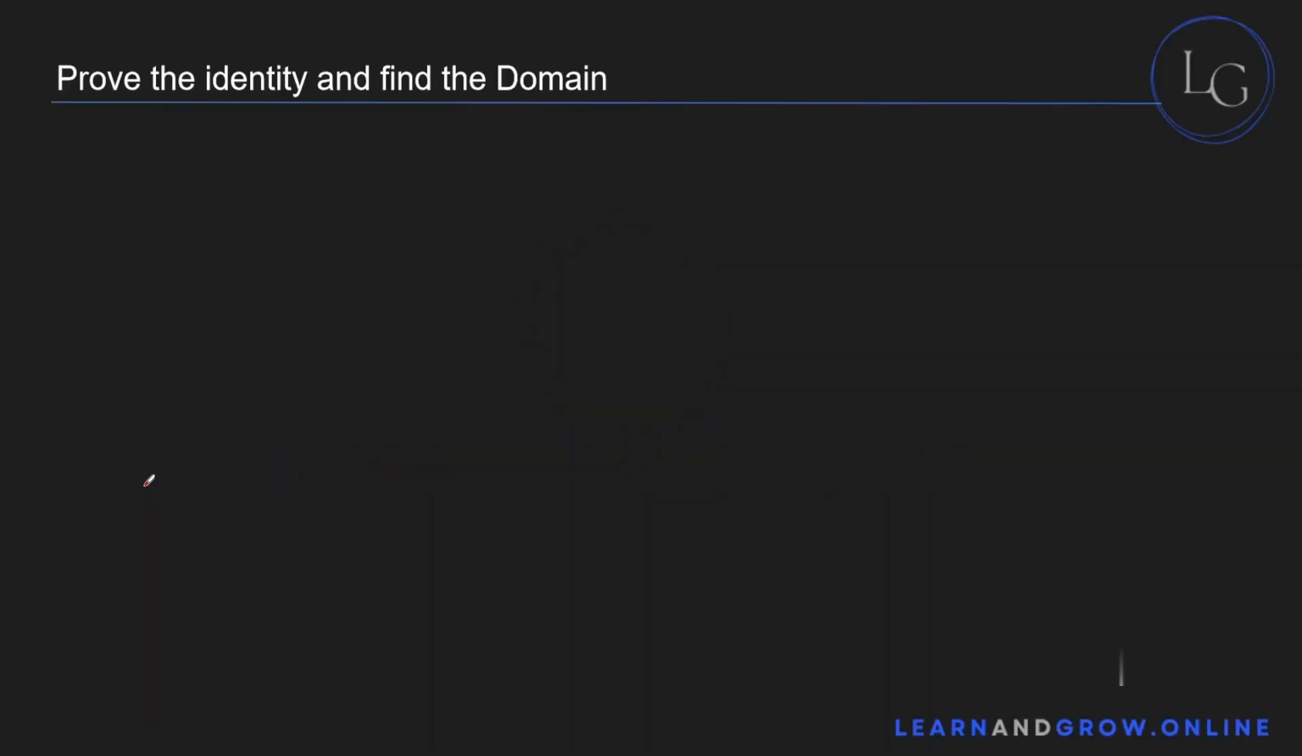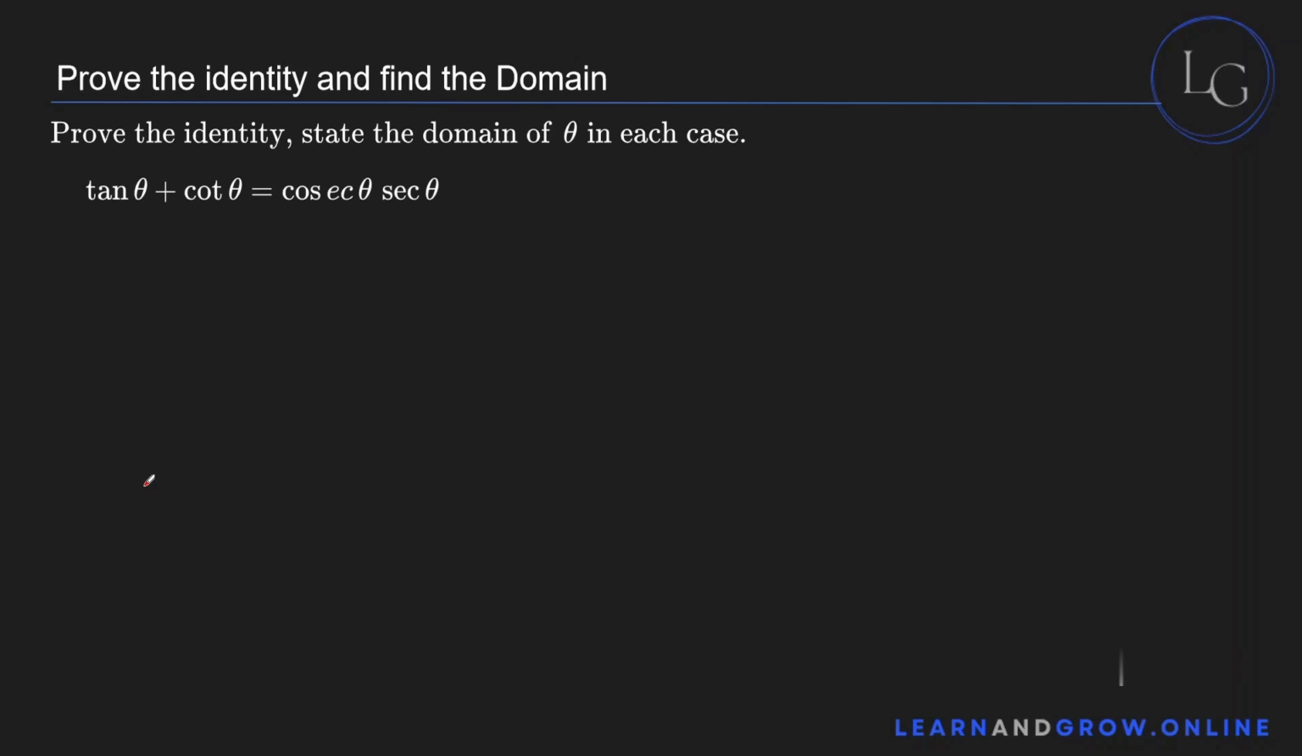Now let's prove the identity and find the domain. So prove the identity and state the domain of theta in each case. Well, the left hand side is tan theta plus cotangent theta. Now to prove that the left hand side is equal to the right hand side, you basically just take one side and use the identities that you learned before to convert one of the sides to the other side. So we're taking the left hand side over here.